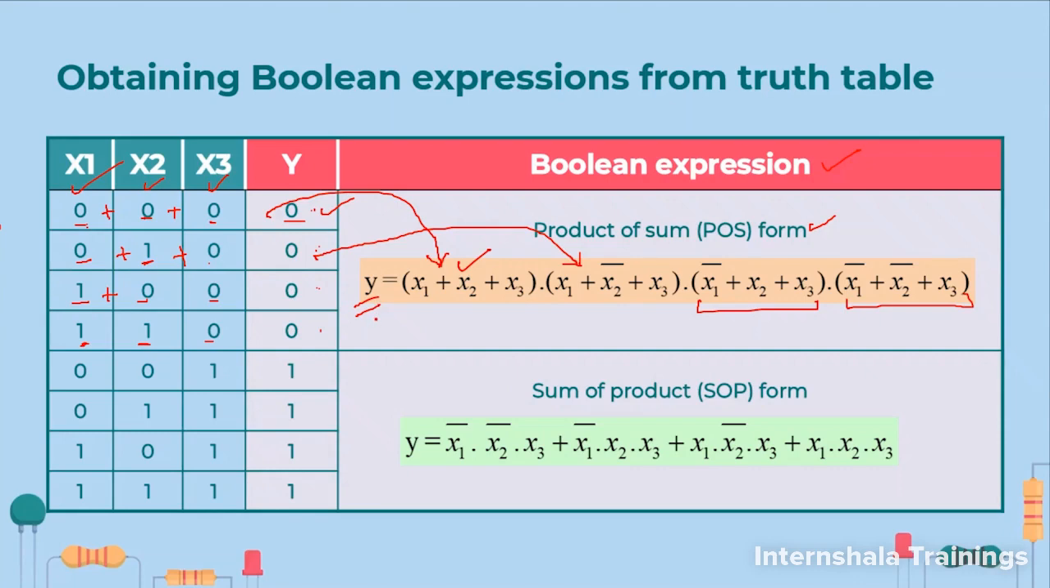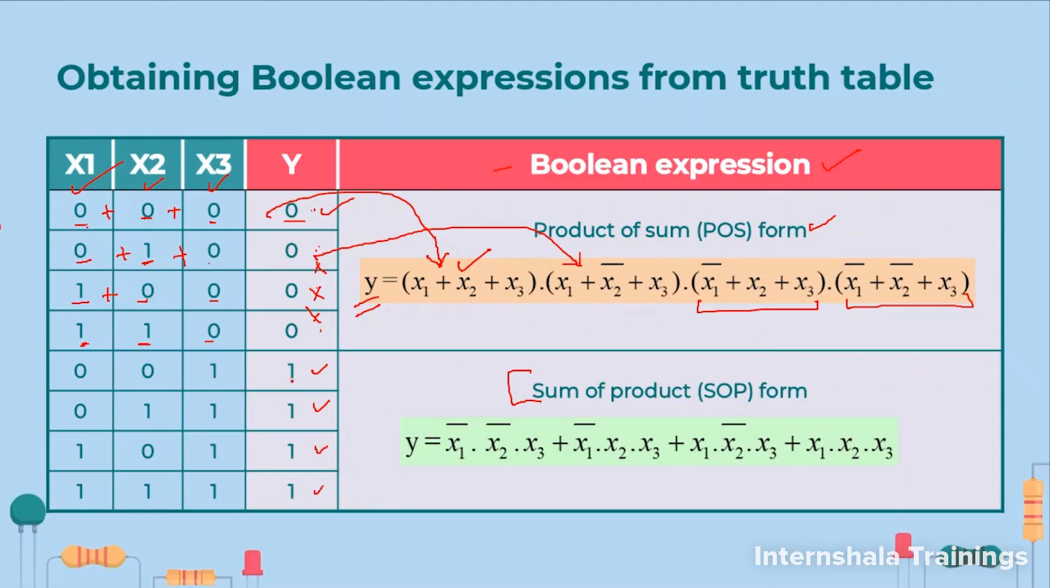There is another way of representing Boolean expressions which is more popular, and that is sum of products. In this, we take exactly the opposite logic. That means we are going to count the ones. Now we are not even going to look at the zeros. So we have 4 ones.